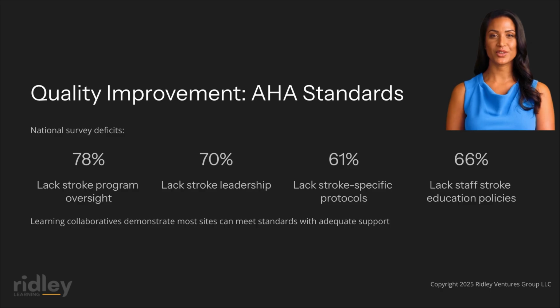National landscape survey data reveal concerning deficits in stroke rehabilitation infrastructure, with 78% of post-acute care sites lacking stroke program oversight structure, 70% lacking stroke rehabilitation leadership, 61% lacking stroke-specific order sets or protocols, and 66% lacking policies requiring staff stroke education. These findings underscore the need for systematic quality improvement efforts to ensure that phase-specific rehabilitation protocols are implemented consistently across the care continuum.